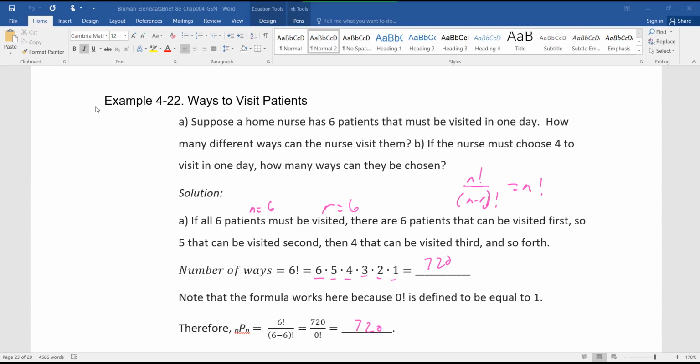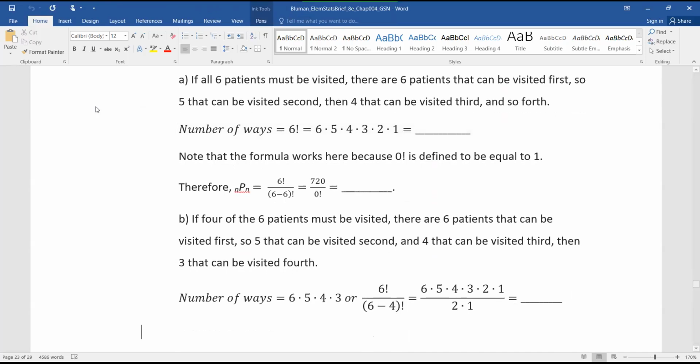Now let's go back and answer that second question, which is she can only visit 4 patients. That changes the formula. n is still 6 because there's 6 options, but now r is going to equal 4 because she's only going to visit 4 patients. The concept is still there. It's still going to be 6 times 5 times 4 times 3, but then we would stop there. In the formula, it's 6 factorial on top, then 6 minus 4, which leaves you with 2. 2 factorial is 2 times 1, and I can cancel out the 2 times 1, and I still get 6 times 5 times 4 times 3.